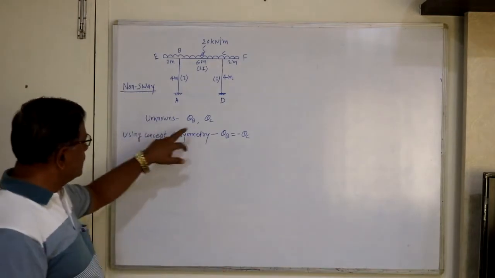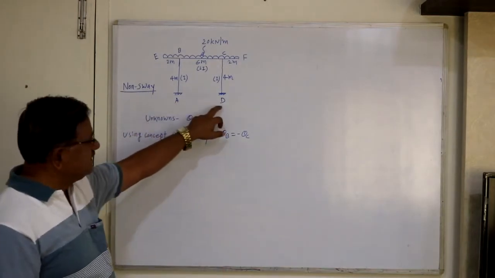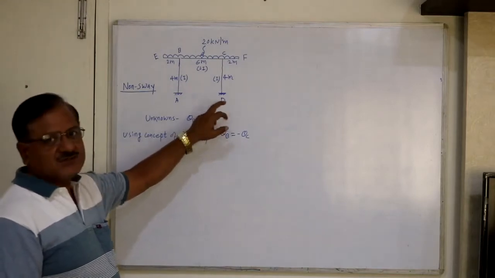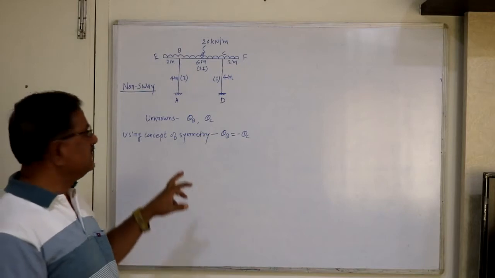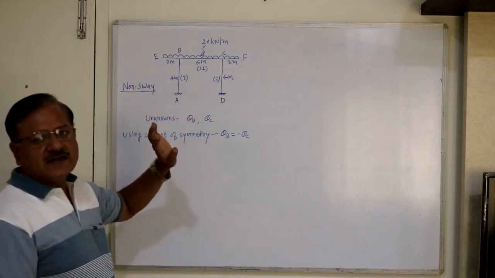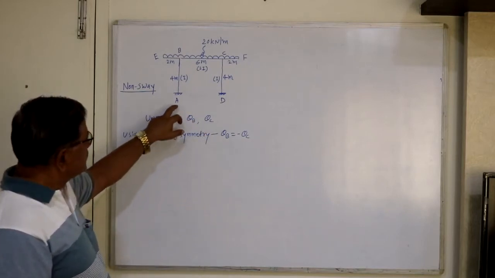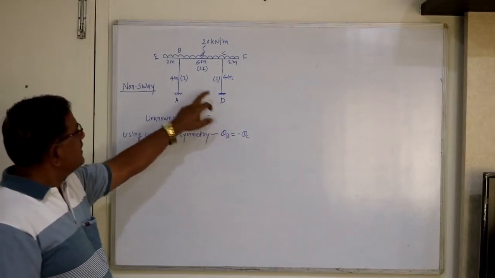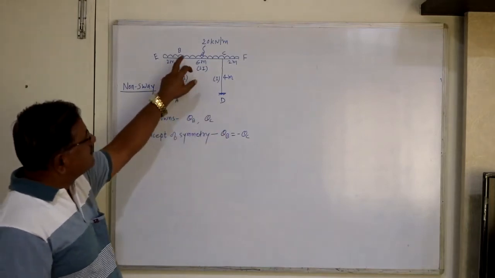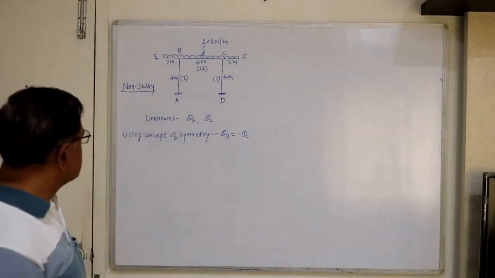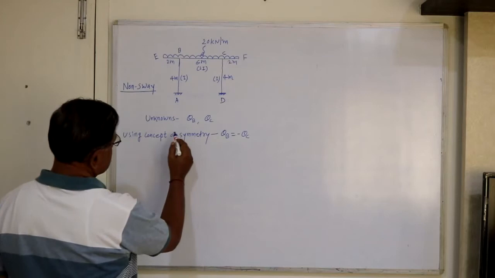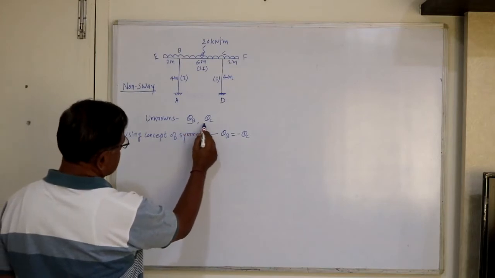So identify unknowns. Here support A and D are fixed, so there is no question of using modified slope deflection equation. Now we can use our regular approach. So A and D are fixed. Now the slope at C and slope at B will be the unknowns. So first identify unknowns. The unknowns are theta B and theta C.